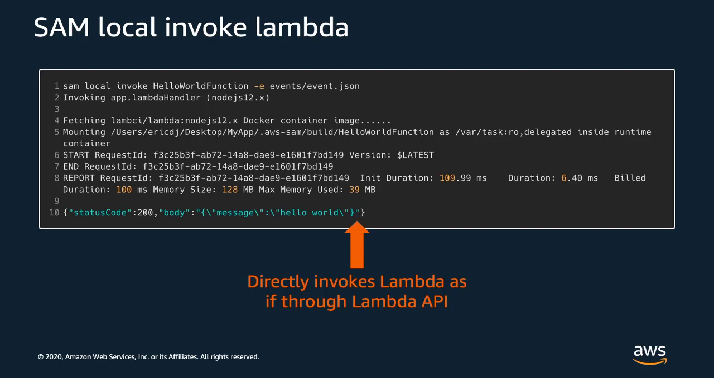So when I do SAM Local Invoke Lambda, it's going to invoke the Lambda and then go away. So again, it says this through the Lambda API, but it's hitting it directly. This is a good way to test HTTP API. You can do an HTTP API event, right? So you can say, what does that look like? And then I can pass in an event, and I'll talk about that in a second, and then it'll respond and I can look at what that looks like.